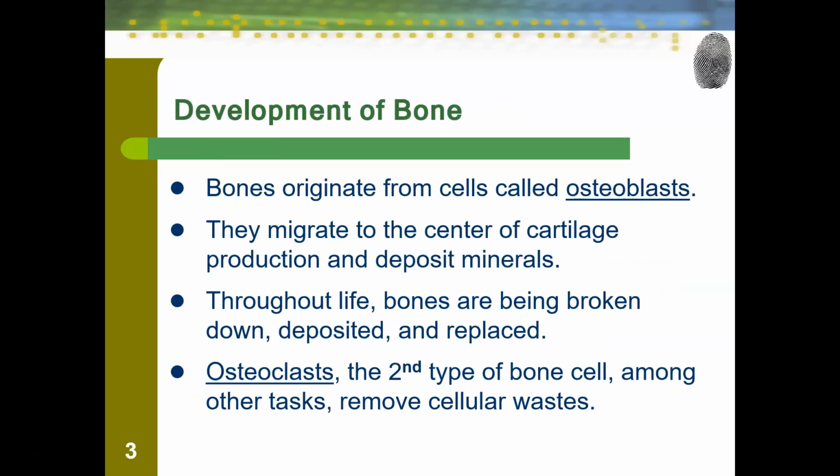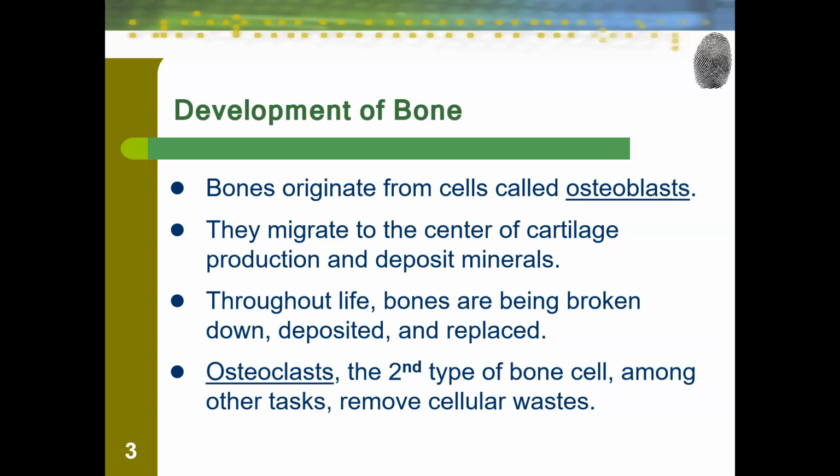So how do we actually get bones? So bones originate from cells called osteoblasts. These osteoblasts migrate to the center of cartilage production and deposit minerals. So when bodies are developing, they have a lot of cartilage, making them very soft and squishy. If you've ever met a baby, they're soft and squishy. And osteoblasts go to that cartilage that's much squishier than bone and start depositing minerals into it, turning cartilage into bone. Throughout life, bones are being broken down, deposited, and replaced. Our bones are a living part of our body that is maintained by our body.